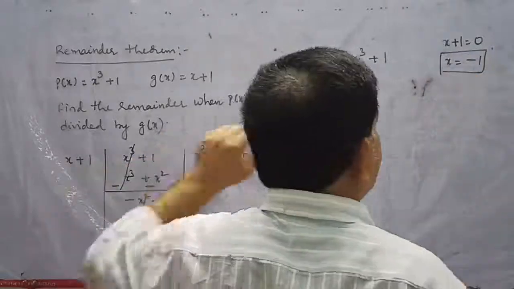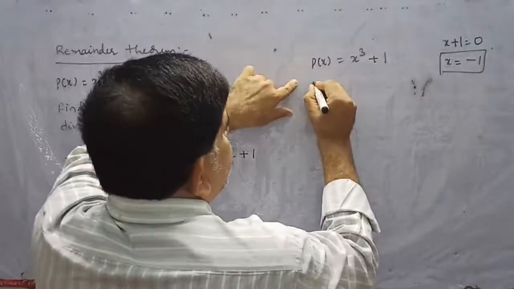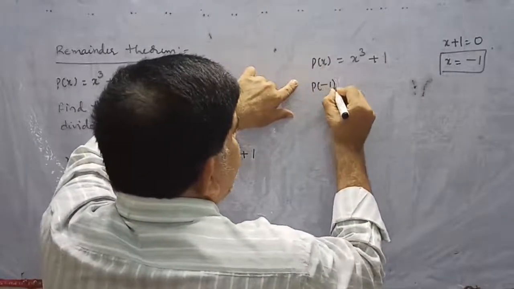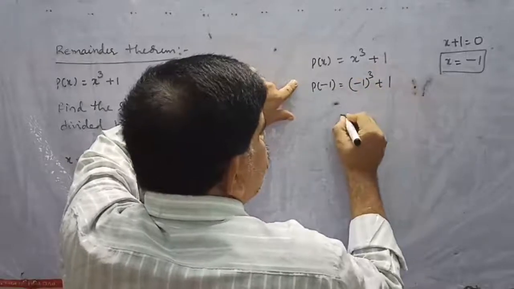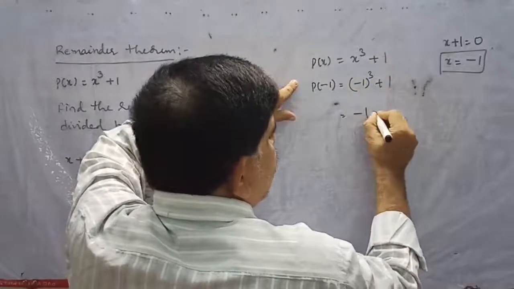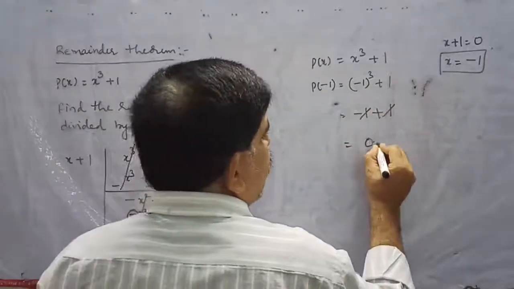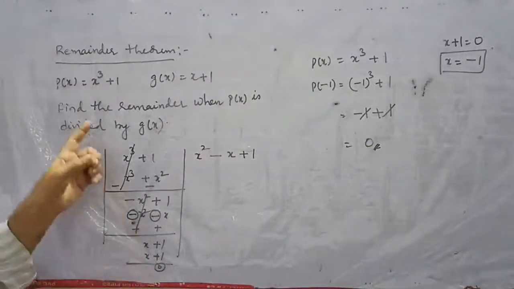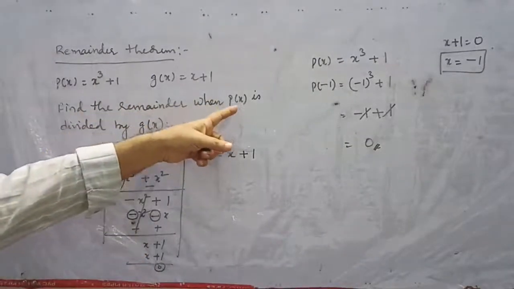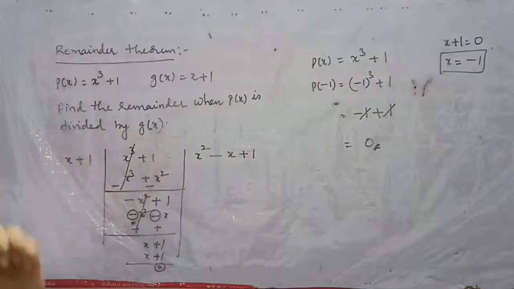Okay. So you substitute x is equal to minus 1 in the given function. Then what we get? So p of minus 1 is equal to minus 1 whole cube plus 1. Minus 1 whole cube is minus 1 plus 1. Plus 1 minus 1 gets cancelled. Remainder is 0. So like this also we can find the value when a given polynomial is divided by another polynomial g of x. Okay.